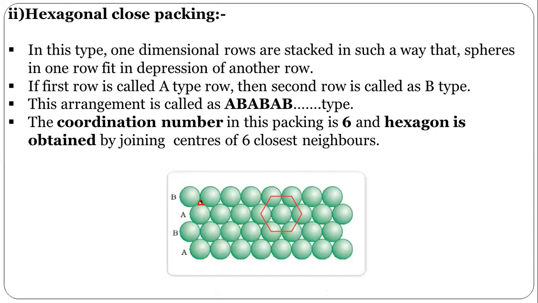So this is the maximum close packing, in hexagonal close packing. Why is this called hexagonal close packing? Because we can see that a hexagon is obtained here, and the coordination number also changes. The coordination number means this sphere is in contact with 1, 2, 3, 4, 5, 6. So the coordination number is 6 here.